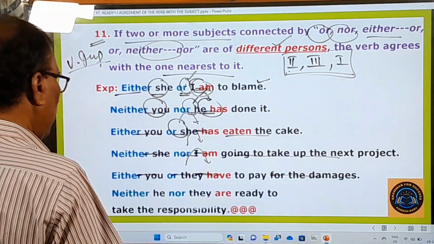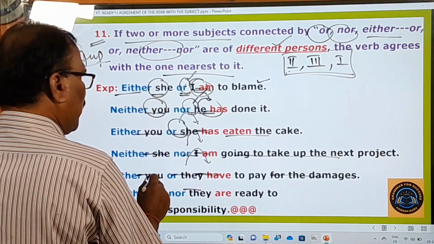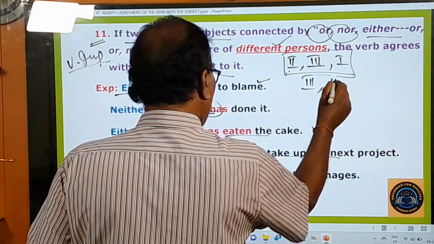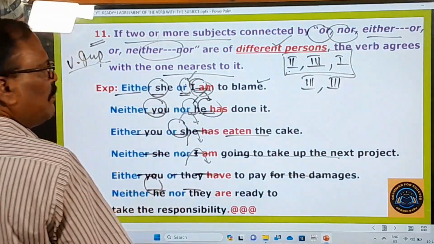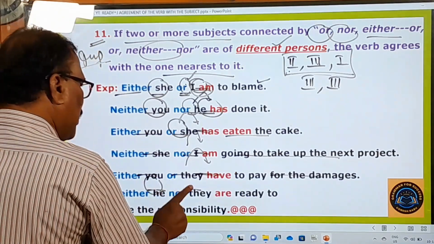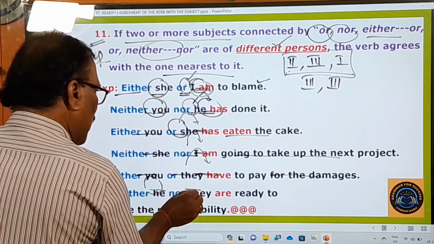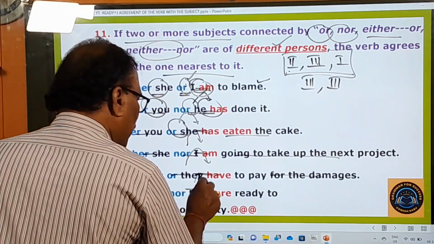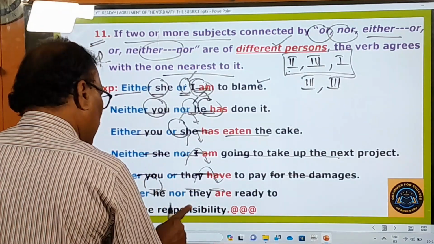One more example is given here. Neither he nor they. He, third person; they, again third person plural. But neither he nor they. You don't say "neither they nor he". So the singular third person you take first, then the plural third person next. According to this third person, you use the helping verb here. Neither he nor they are ready to take the responsibility.